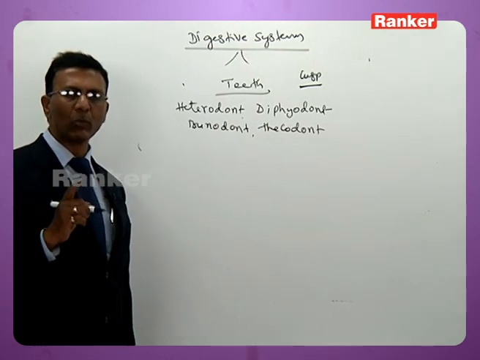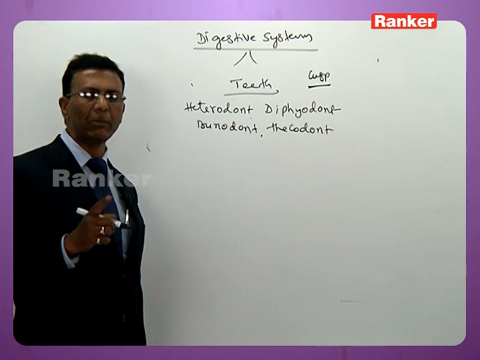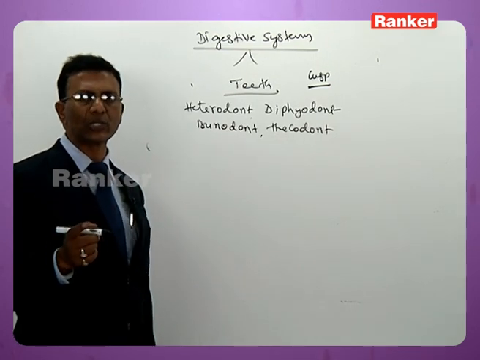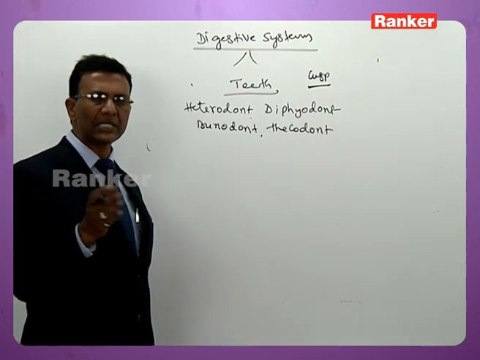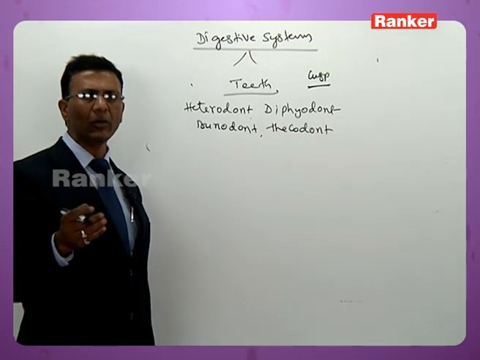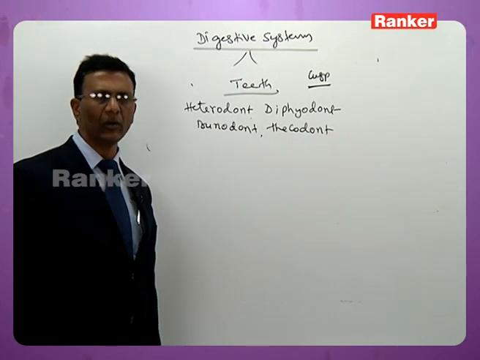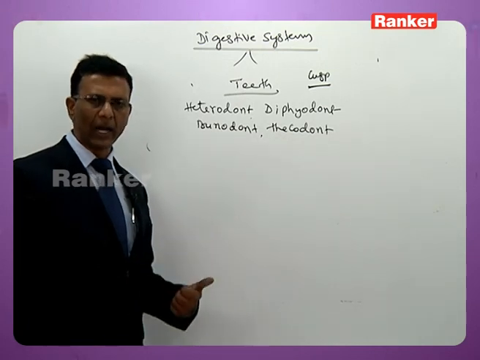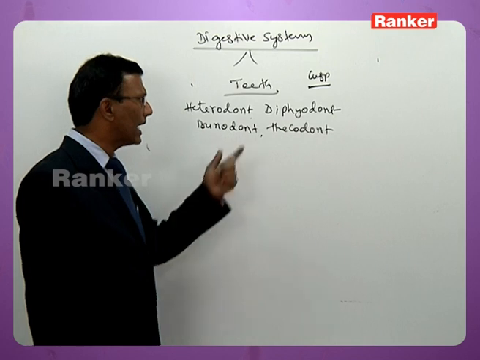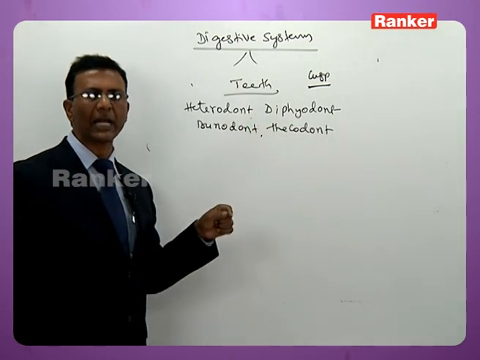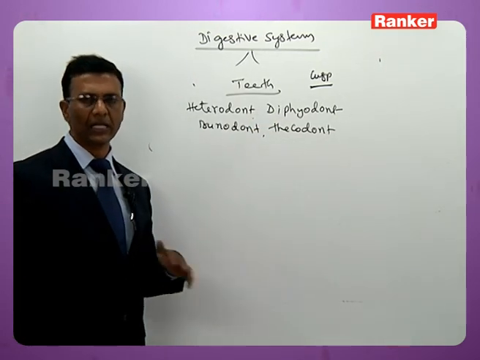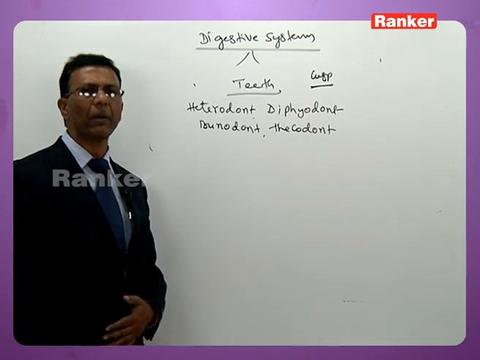Diphyodont. Teeth are replaced once, with two sets. In human beings, the teeth present up to the 6th year are called milk teeth, and the milk teeth are shed off. In place of milk teeth, you get permanent teeth. Since they are replaced once with two sets, you call it diphyodont. The name diphyodont indicates the presence of two sets of teeth: milk teeth replaced by permanent teeth.